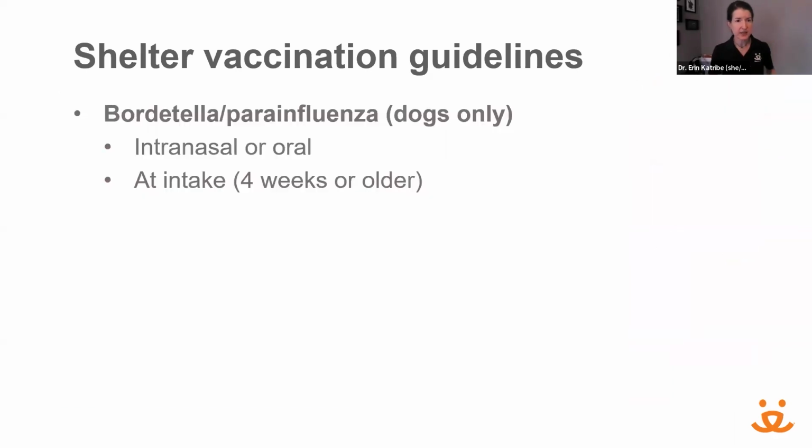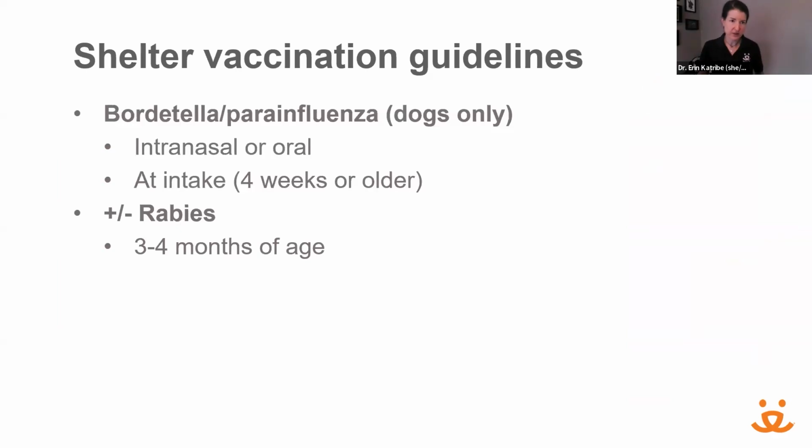Dogs also get Bordetella and parainfluenza. We want to choose an intranasal or an oral vaccine, and they get vaccinated at intake as long as they are 4 weeks of age or older. Some of these vaccines are actually labeled even younger than that, but definitely by 4 weeks. And then we'll vaccinate for rabies based on regulatory guidelines. So typically that's at 3 to 4 months of age.